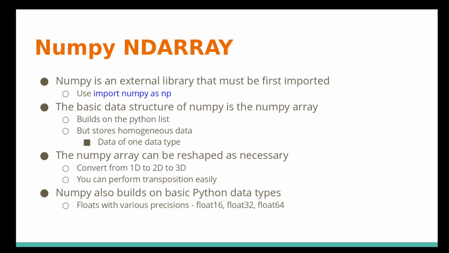NumPy not only gives you a new data structure, but it also builds on several other basic Python types and enhances them. For example, you have floating point numbers with a variety of different precisions, float16, float32, and float64, which help you store data with various levels of accuracy for your calculations. ndarrays or NumPy arrays are mutable. In other words, you can programmatically change them once you have defined them.